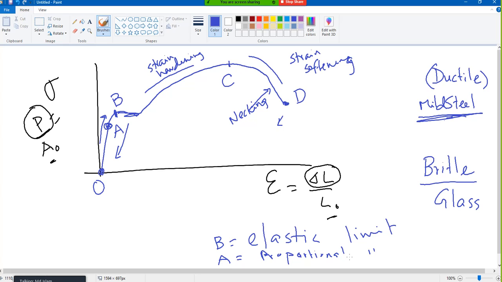Sometimes, if our gauge or sensor is not accurate, we cannot differentiate this non-linear part. Sometimes we may draw this as a very straight line if our sensor is not good. In that case, AB is the same thing. But ideally, a ductile material will show you both linear and non-linear portions.